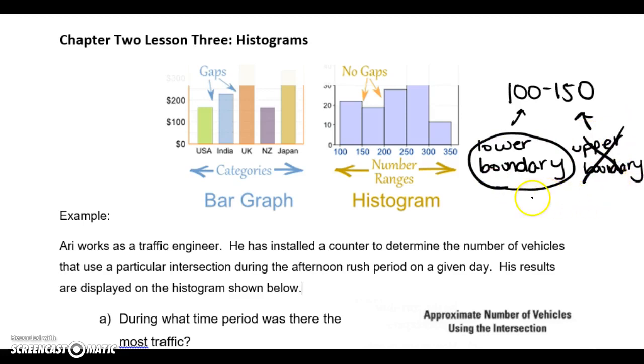You might also encounter ranges like 100 to 149, then 150 to 199. In this case, there's no overlap, so you don't have to worry about the lower and upper boundaries, because you would just include all of those values. But when we have that overlap, say 100 to 150, 150 to 200, then you include the lower boundary, but don't include your upper boundary.